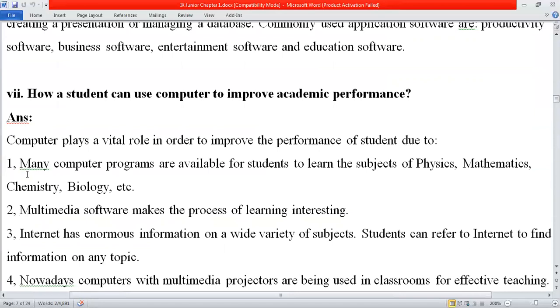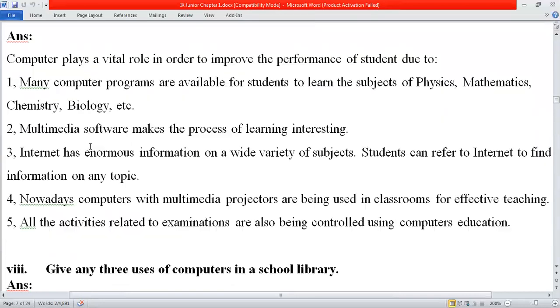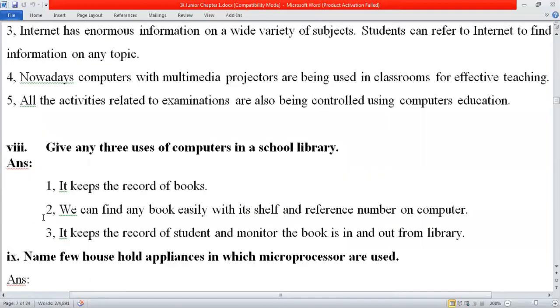Next was: how a student can use a computer to improve academic performance. Now this one is also a general question. We already discussed a few points about this question, I think a total of 5 points.